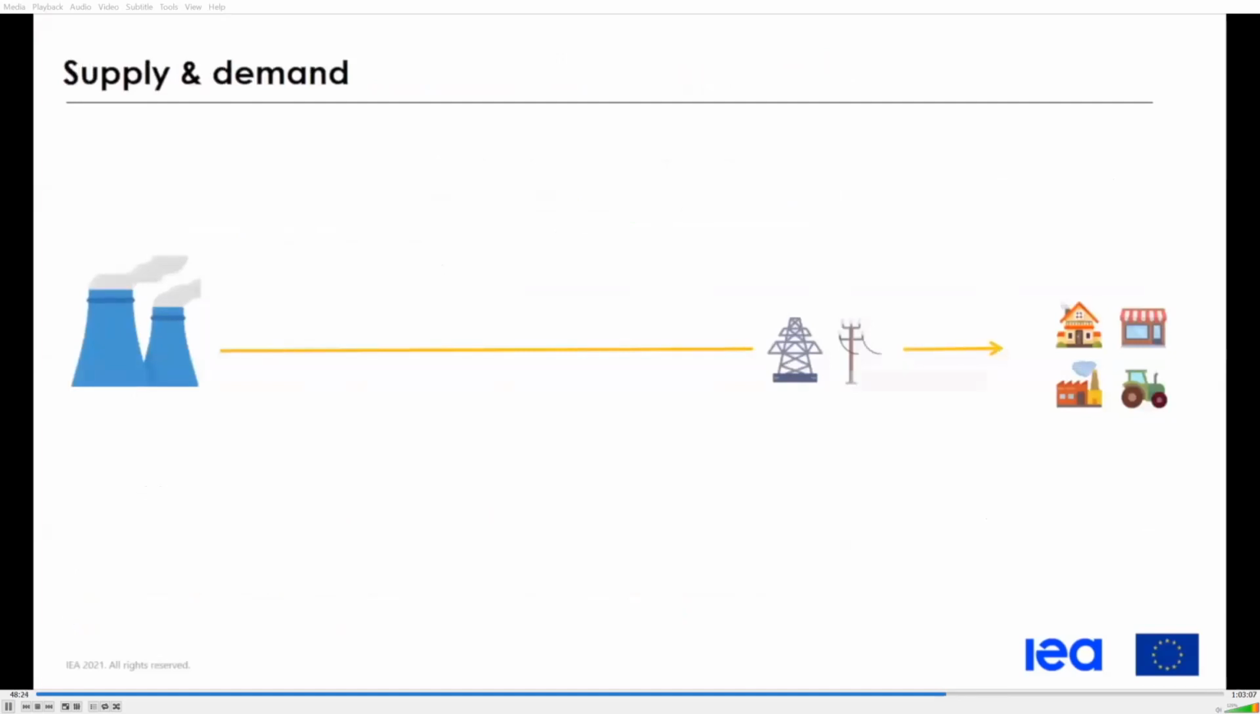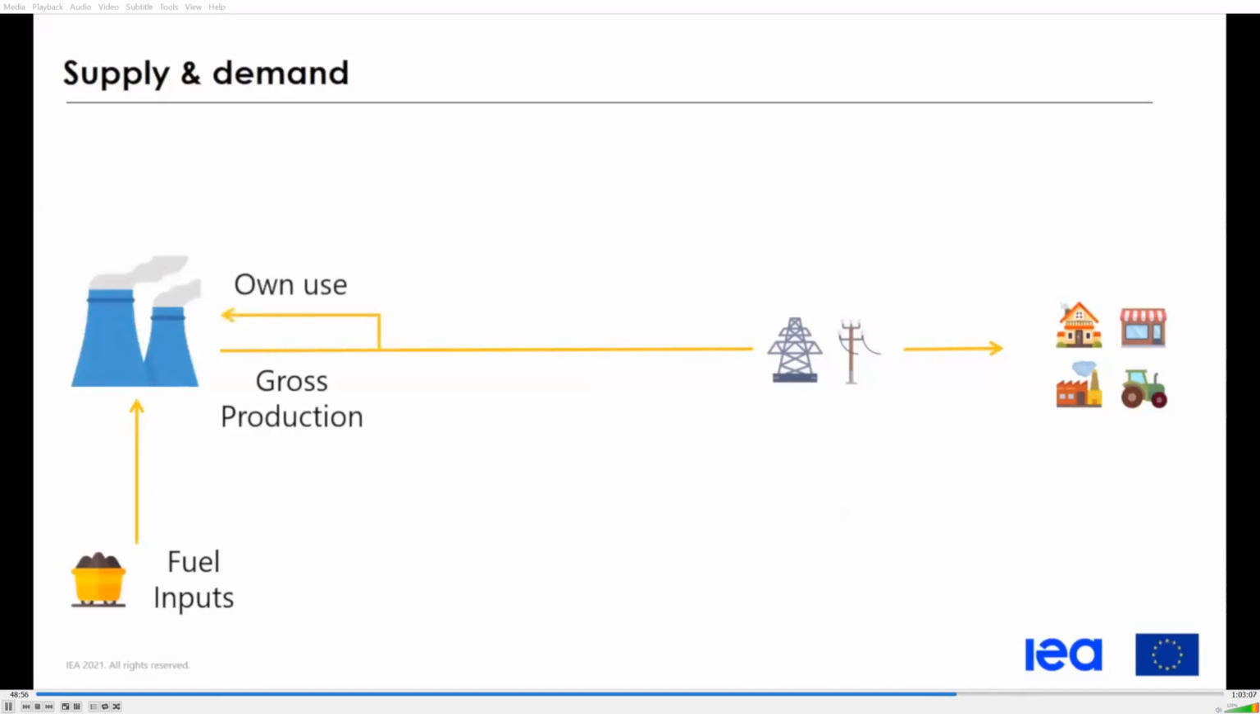Now let's talk a little bit more about the data themselves. So how do we represent a tricky issue, that are electricity and heat data sets? In terms of supply, we collect the fuel inputs to electricity and heat generations, so the quantity of coal or natural gas burnt to generate electricity. From this, we obtain the gross production, and we subtract from that the own use by the electricity plant to obtain the net production.